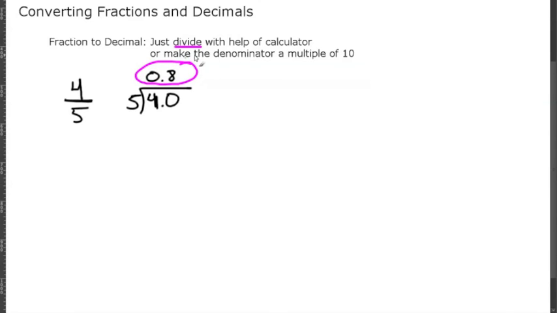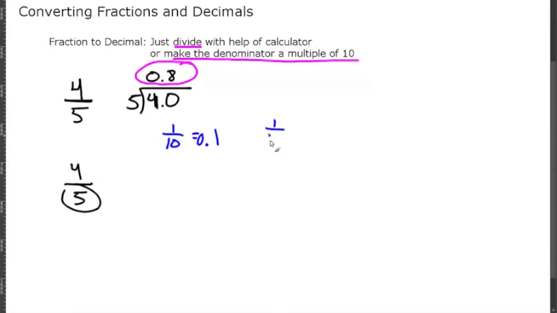Now let's look at making the denominator a multiple of 10. Again, using our 4/5, we need to make this 5 somehow into a multiple of 10. We're doing this because we know that 1/10 is equal to 0.1. 1 over 100 is equal to 1/100th, 0.01.